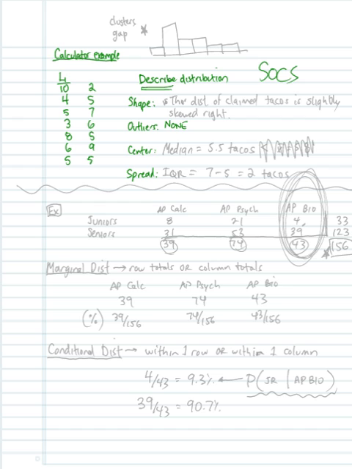Okay, so let's go to this last example. In this last example, we've taken a random sample of students, and we've categorized them as either being juniors or seniors, and deciding whether they are in AP Calc, AP Psych, or AP Bio. And so we've got the data here.